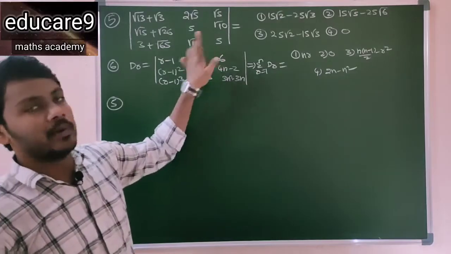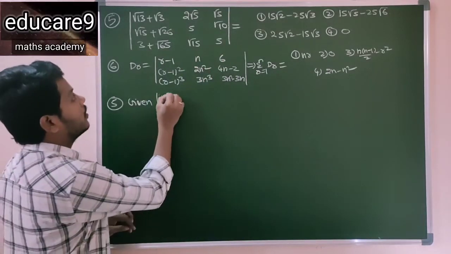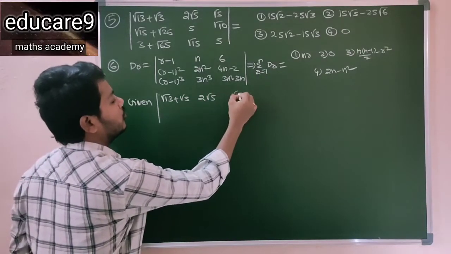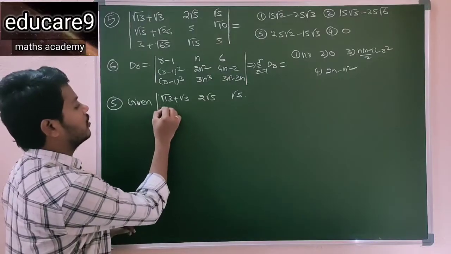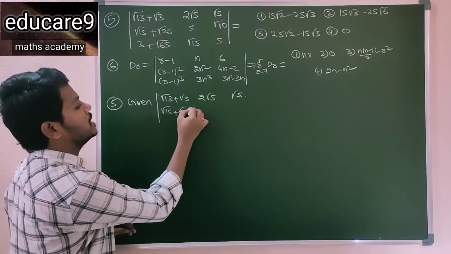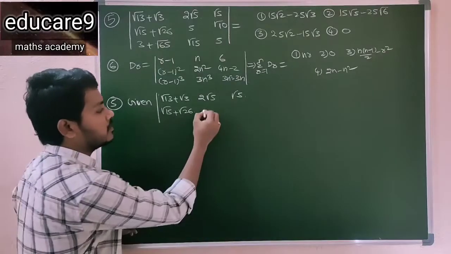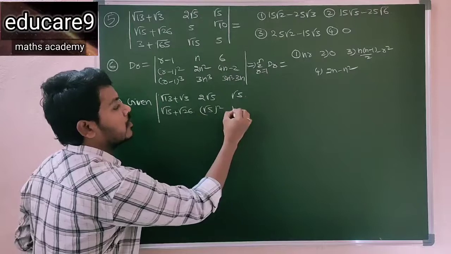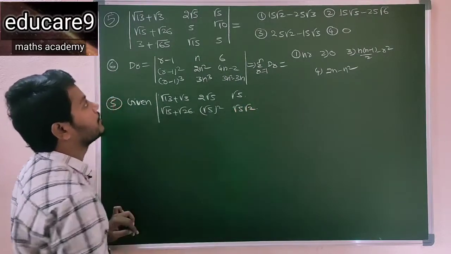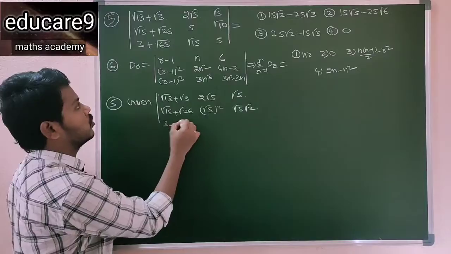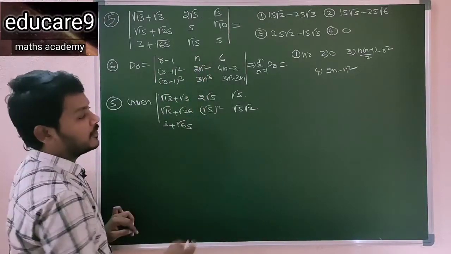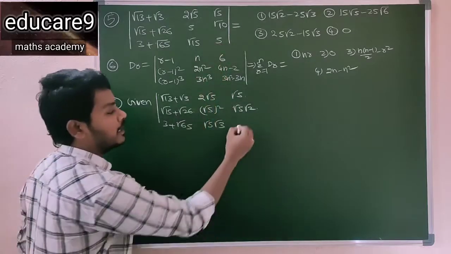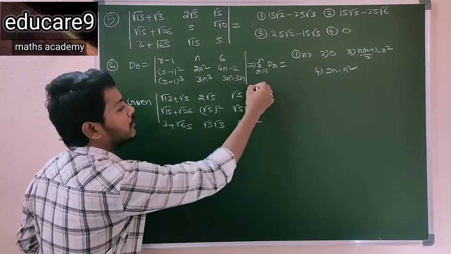Next, let us see the fifth solution. So find this determinant value. So given root 13 plus root 3, is 2 root 5, root 5. And second one, root 15 plus root 26. So this 5 write as root 5 whole square. And this root 10 write as root 5 into root 2. Next here 3 plus root 65. This root 15 write as root 5 into root 3. And again 5 write as root 5 whole square.